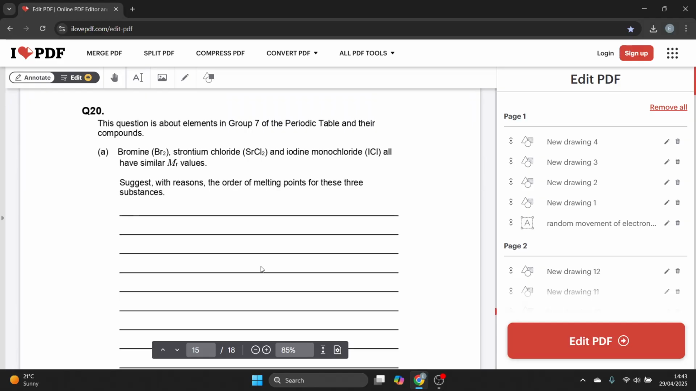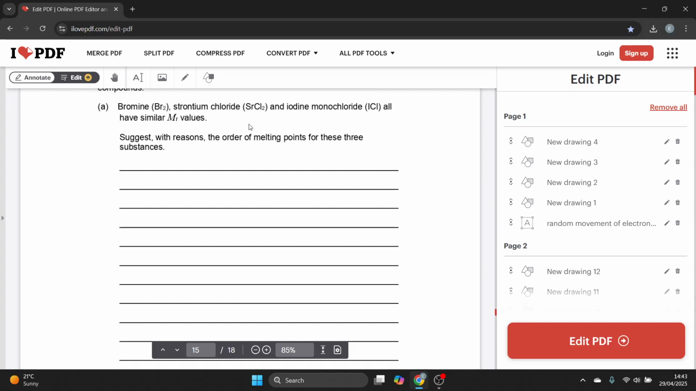Question 20, this question is about elements of group 7 of the periodic table. The compounds bromine, strontium chloride, and iodine monochloride all have similar Mr values. Suggest, with reasons, the order of melting points for these three substances. 6 marks. Bromine, strontium chloride, and iodine monochloride.